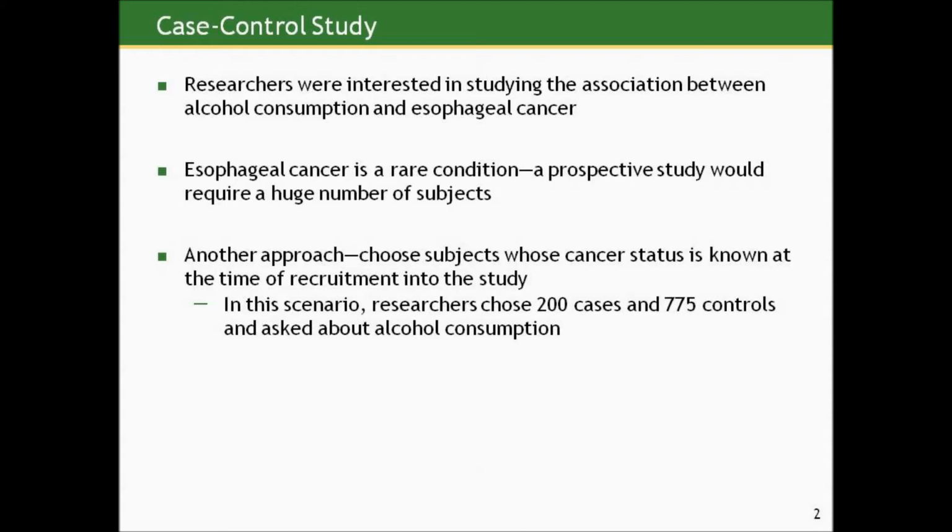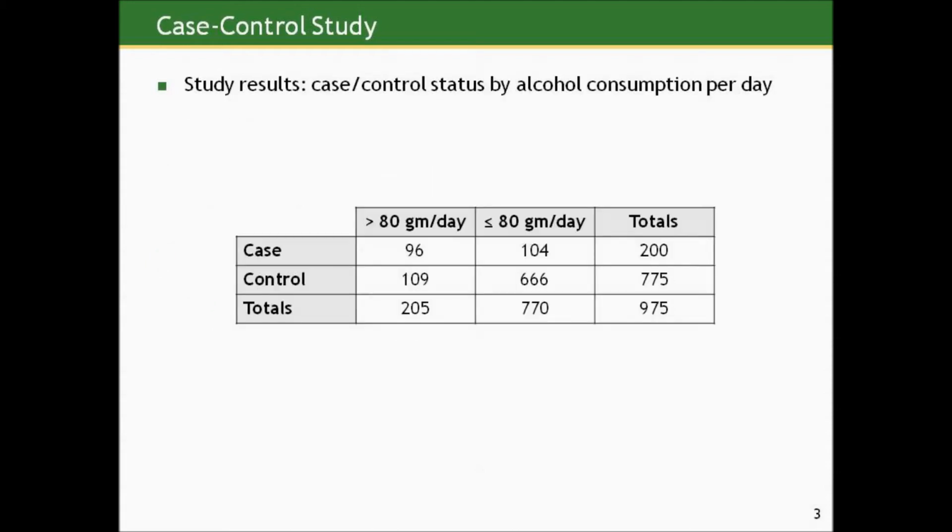Don't wait for it to happen. Actually round up people based on whether it's happened or not and then assess their exposure status. So what they did for this study is they actually chose 200 persons who were known to have esophageal cancer, and they chose about four times as many persons, 775, who did not. And then they asked about their history of alcohol consumption. And the study results in their basic format look like this.